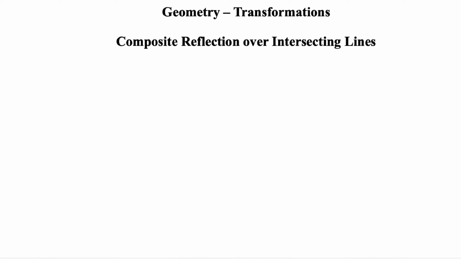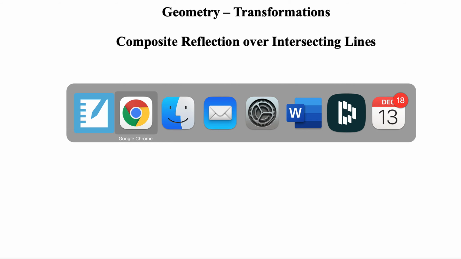So now we're going to talk about composite reflection over intersecting lines. As discussed in the previous video, composite reflections would be more than one reflection in a row. And in this case, over intersecting lines means that the two lines must cross. So let's take a look at a couple of examples so we can figure out what's going on.